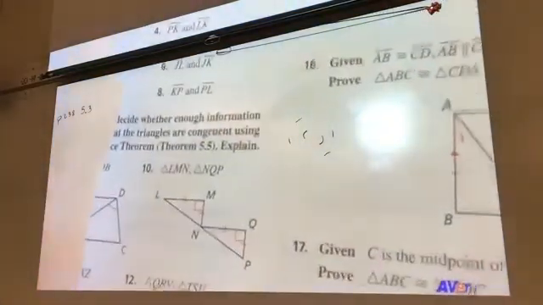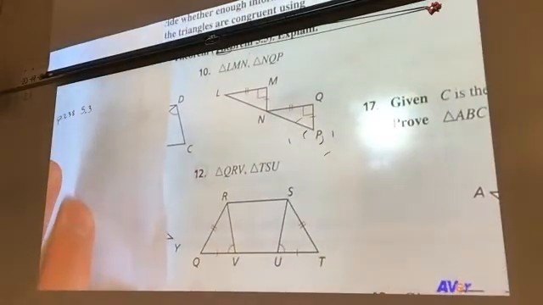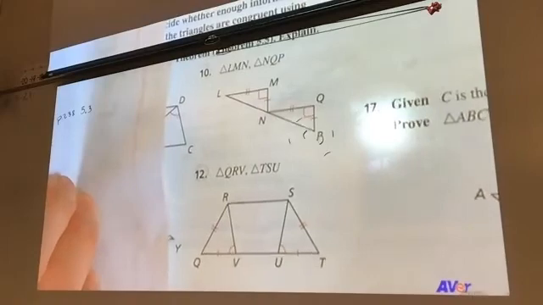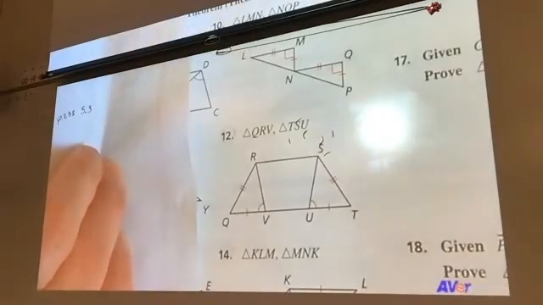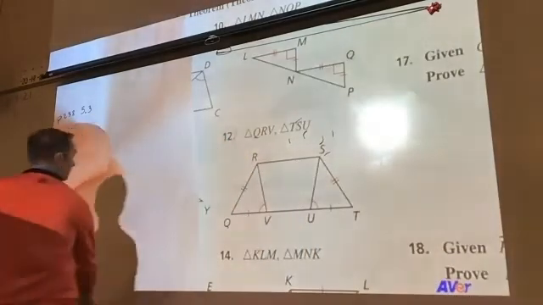All right. So I'm going to look at 10 and 12 here. And I want you to talk to somebody: do we have enough information to prove the triangles congruent? Why or why not?